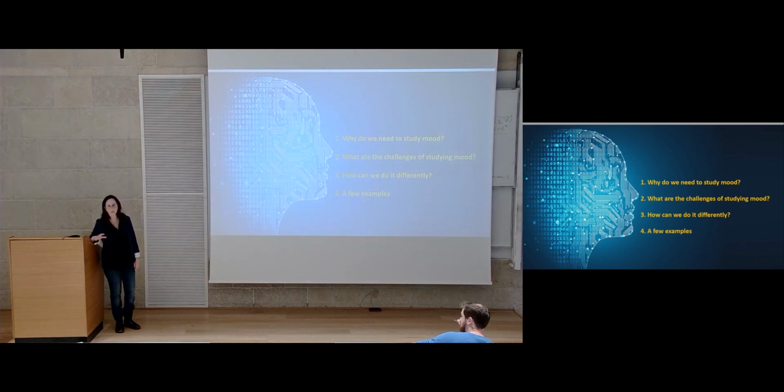First we'll talk about why we need to study mood at all. Most of it is kind of trivial, so we will not do it for too long, just to mention a few facts. We'll talk about the challenges of studying mood. Some of it is general challenges of studying humans and behavior, and some is more specific to mood and measuring it. Then I'll describe how we try to do it somewhat differently with our methodology, and I'll give a few examples of the projects that are ongoing in the lab.